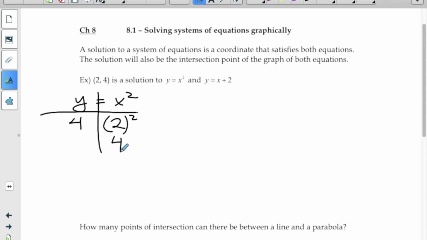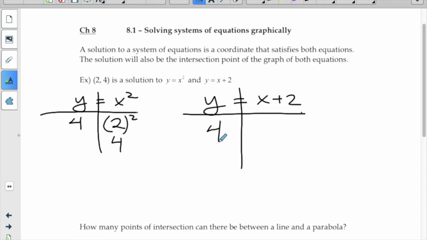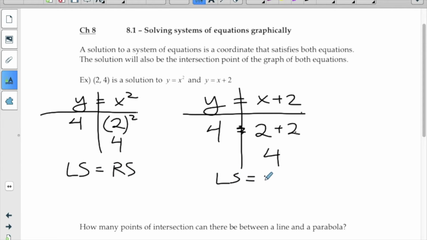Okay? For this guy, y equals x plus 2. y is 4. This is 2 plus 2. Or actually, we don't know if it's equal yet, which is 4. Okay? So here, left side equals right side. Left side equals right side. This has to be true for both equations. If it's true for both equations, then (2, 4) is the solution to the system.